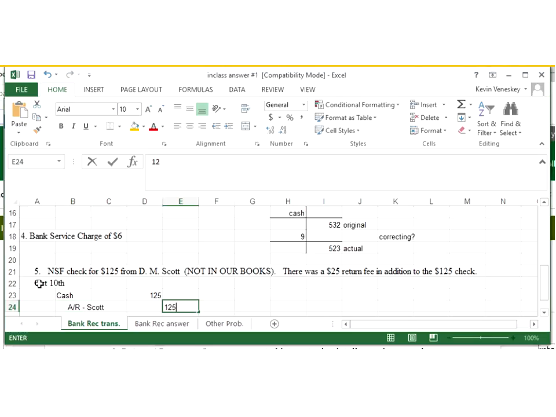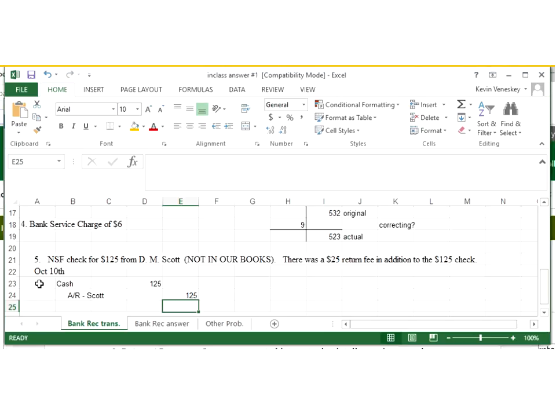Well, it came from Scott's account. He no longer owes me that $125. And that would have been my journal entry. So again, I'm assuming that this has already taken place, this transaction. Now what I really need to do, though, is make a correcting entry because Scott was not so good.